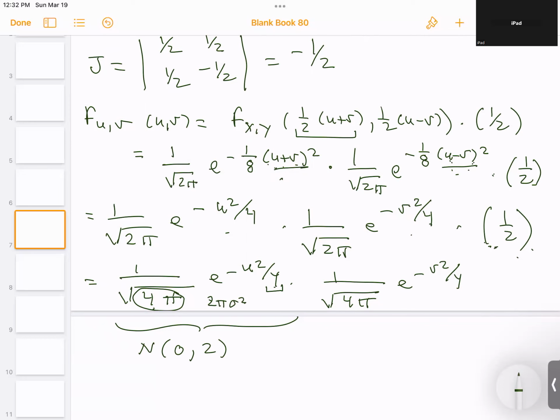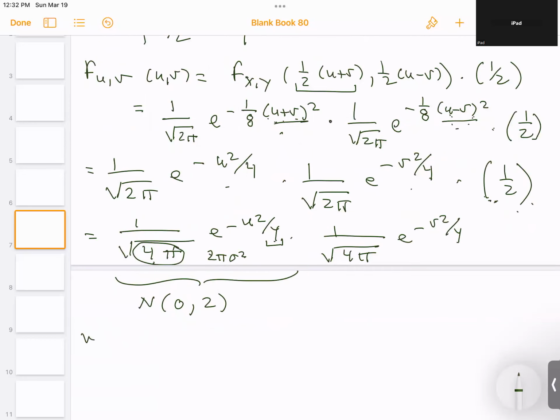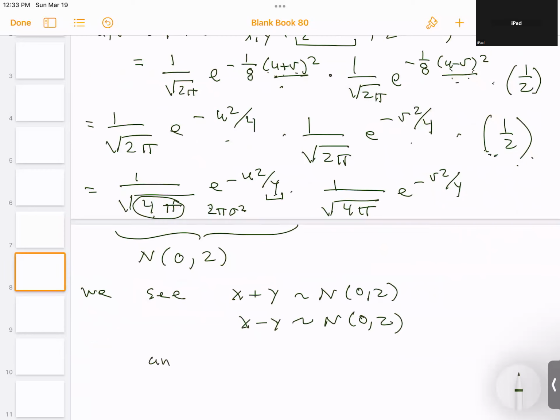So yes, we see U and V are independent, or we can now write it this way: X plus Y is normal (0, 2). We basically knew that at the start. X minus Y is normal (0, 2). But the interesting part is they are independent. You wouldn't think, right? You wouldn't be sure anyway.